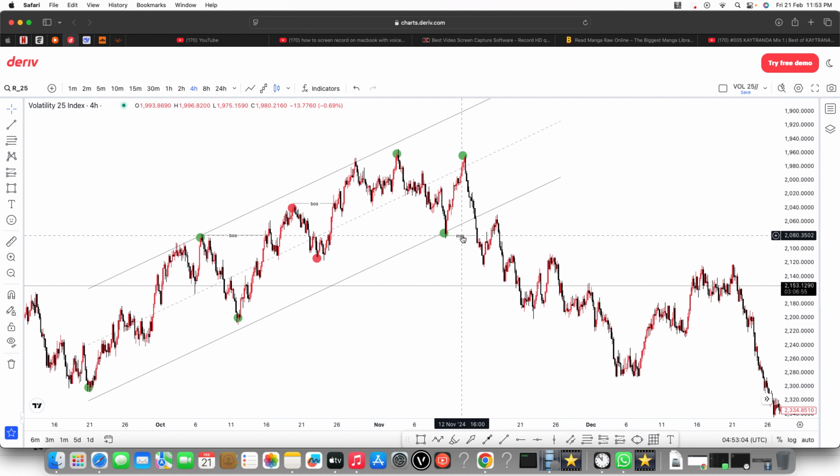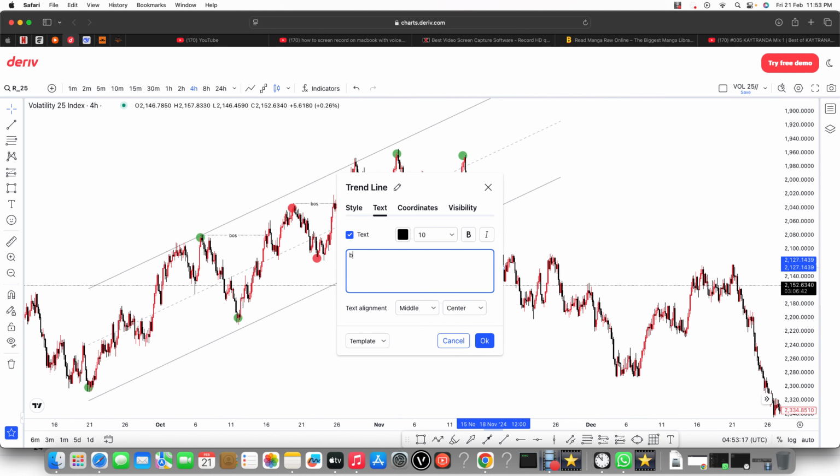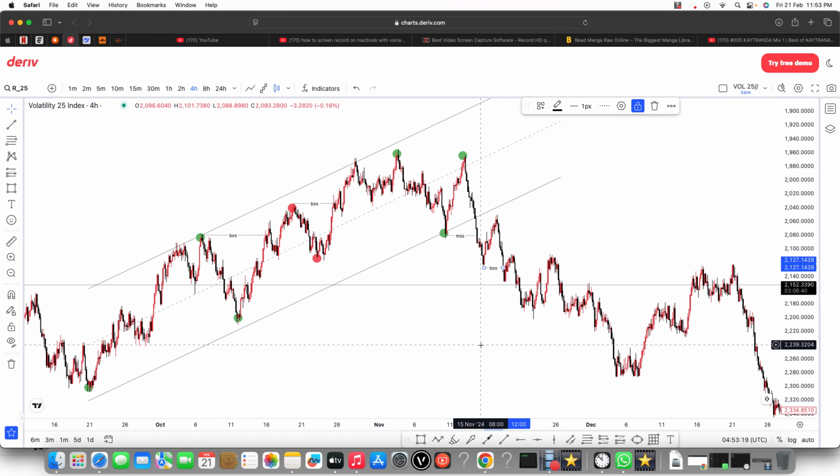So this major structure shift is just a shift to the downside. We have to wait on the consecutive break of structure that will indicate to us that yes, this is our confirmation now that this is really a starting downtrend. And once we get this confirmation, we wait for the market to create a new low.